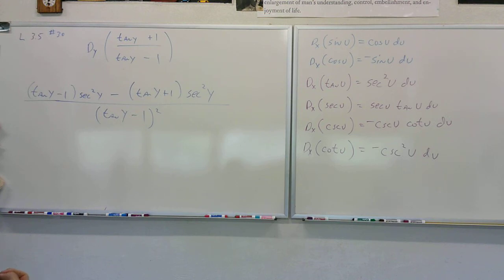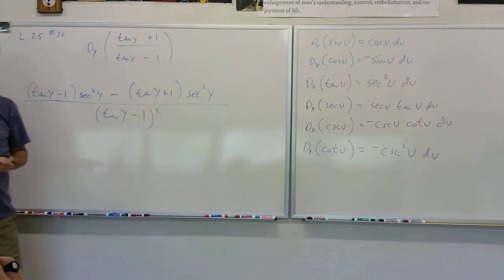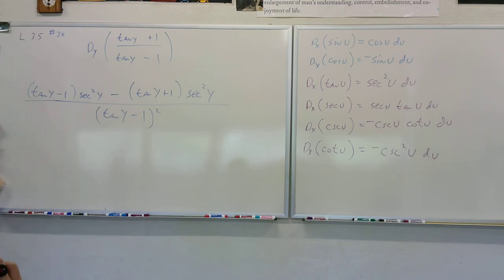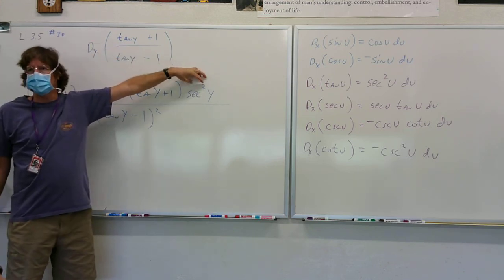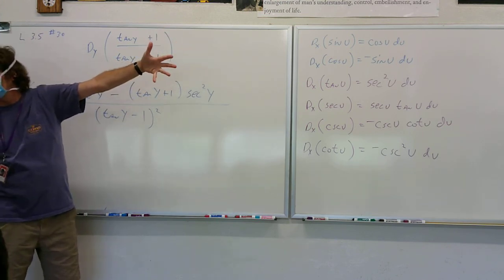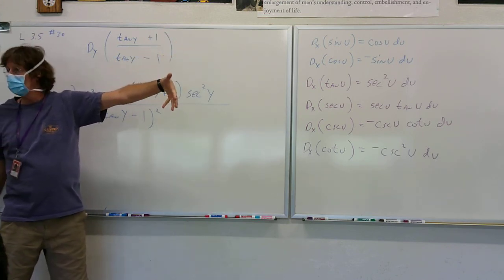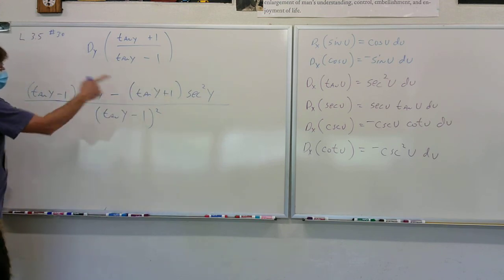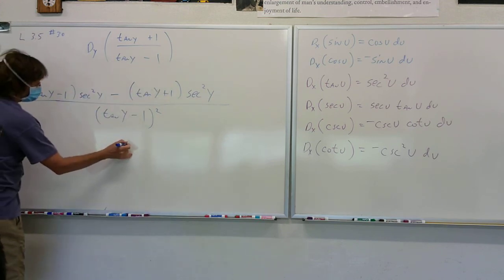I don't know whether to distribute this out, secant squared y, and then collect like terms, or what could I actually do to both these? I could factor secant squared y out of this one, and I could factor secant squared y out of that one, couldn't I? You do it either way, you still get to the same place. All right? I want to take the secant squared y out of both of them just to show you what it would look like.